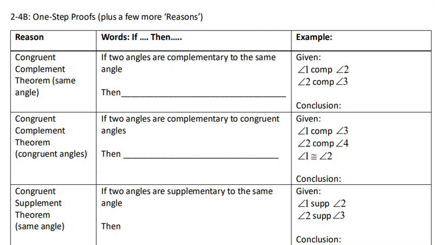Reasons that you will use for your proofs are the congruent complement theorem. I'm not going to have you worry too much about same angle versus congruent angles, but the words are, if two angles are complementary to the same angle, then... and I want to remind you that complementary means they add to 90.